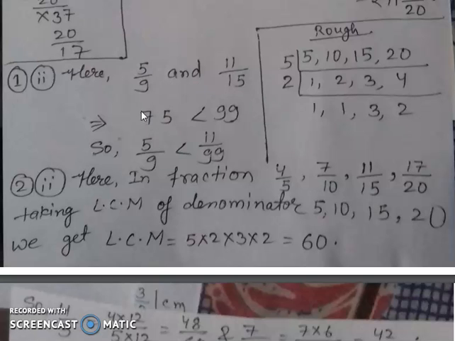15 times 5 is 75 and 11 times 9 is 99. 99 is bigger, so we can write 5 by 9 is smaller than 11 by 99. Okay, sorry, here 11 by 15 should be here. See, here also a mistake has been done. See, in a hurry this is what happens. Okay, so from next time I will try to match the answer before uploading this.